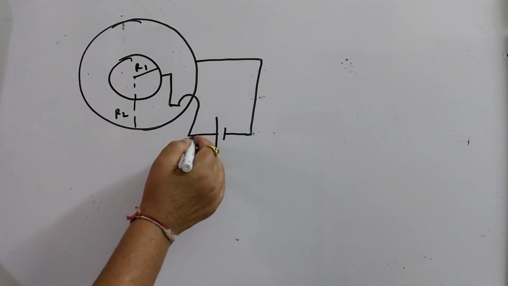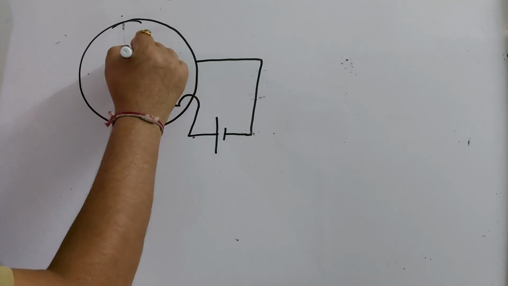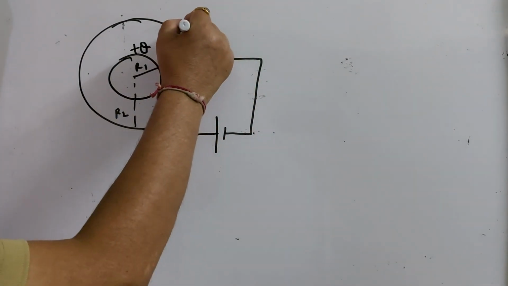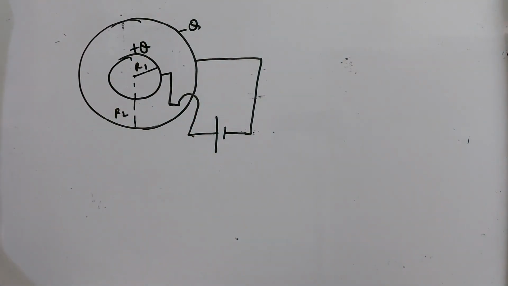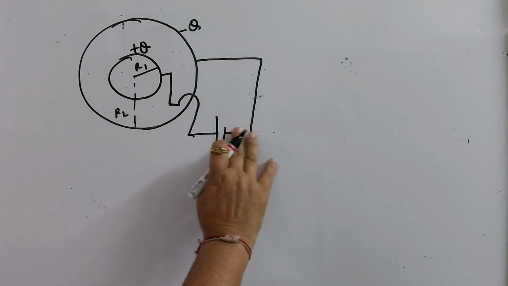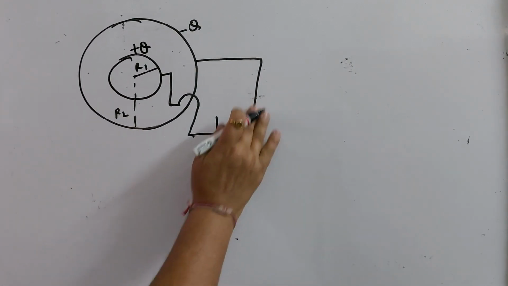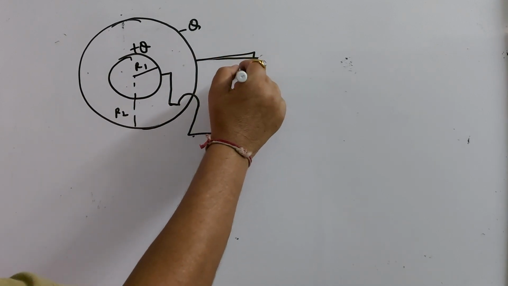So the positive of the battery will give positive charge to this. Suppose this acquires plus q charge, and similarly this acquires minus q charge. Now again this can be done by simply earthing this and earthing this. Both ways you can do this.